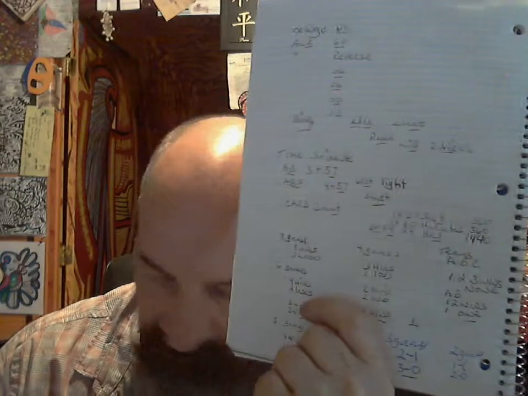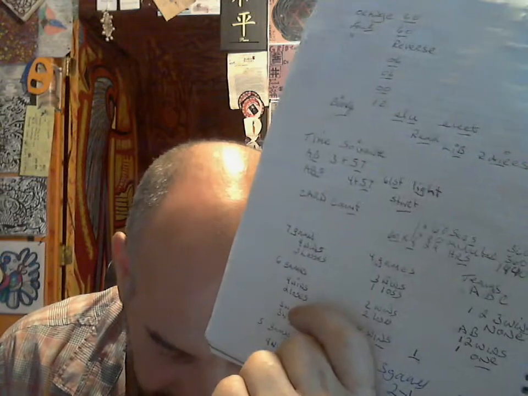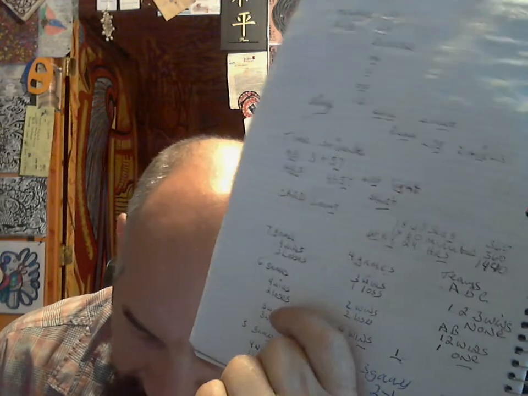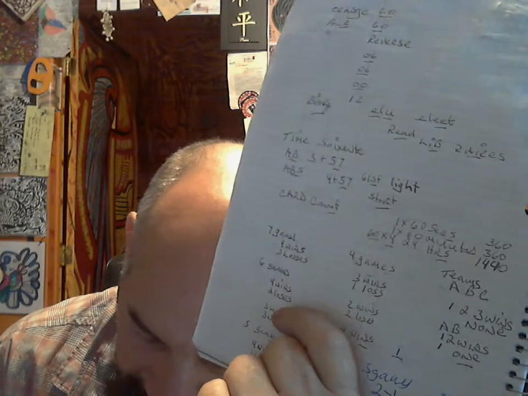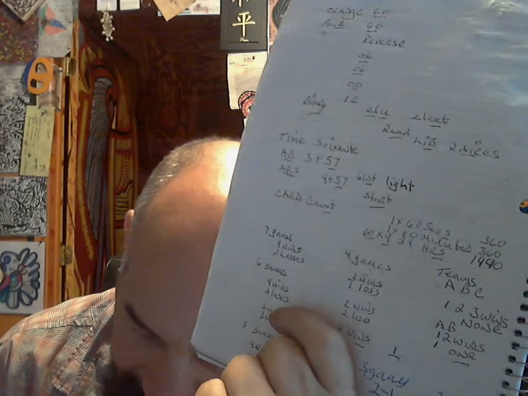285. I hit the wrong button. I didn't get the answer I wanted, but hold on a second. 76 times 3.75 equals 285. But what I'm going to tell you now is that 3.75 times 4 equals 15 minutes.